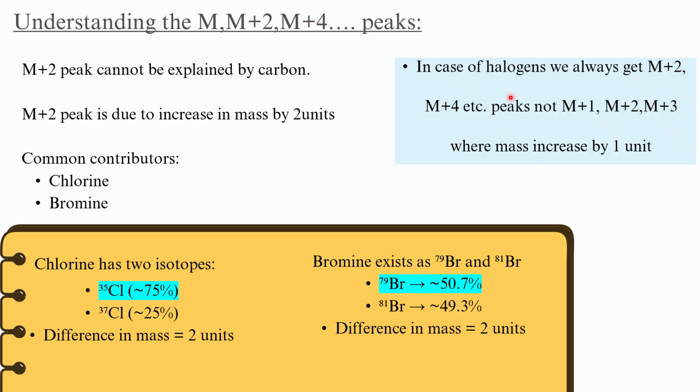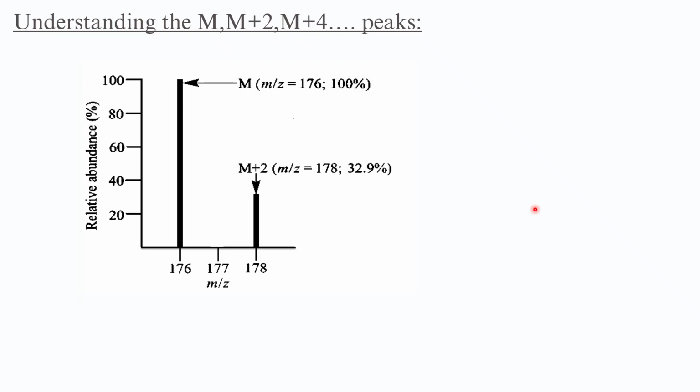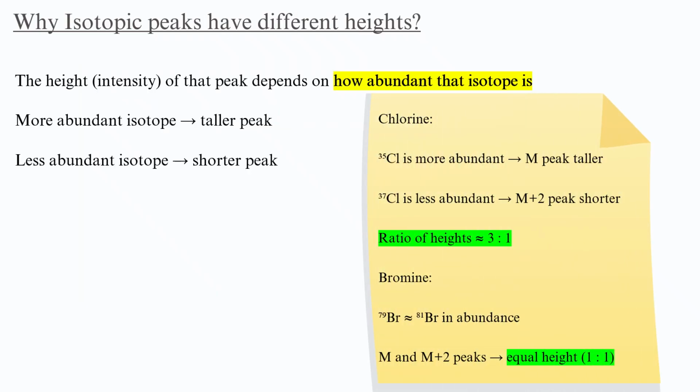Now, always remember, in case of halogens, you will not see an M plus 1 peak or M plus 3 peak. The reason behind this is that they do not have a mass increase by 1 unit or 3 units. Instead, you will see M plus 2 or M plus 4, M plus 6, like this, peaks. So as you can see in this example, it is clear that this peak could be due to the presence of a halogen.